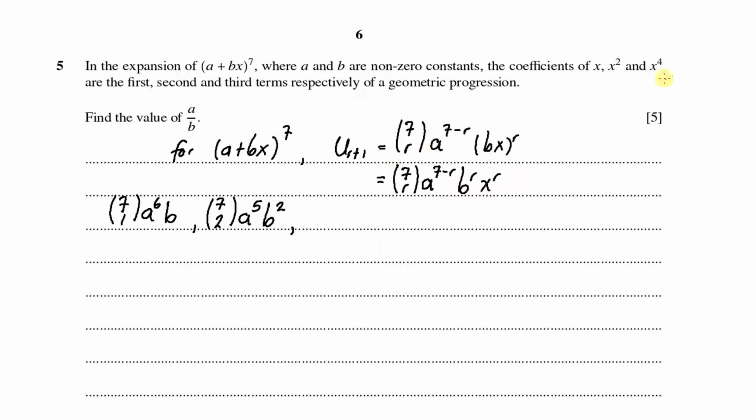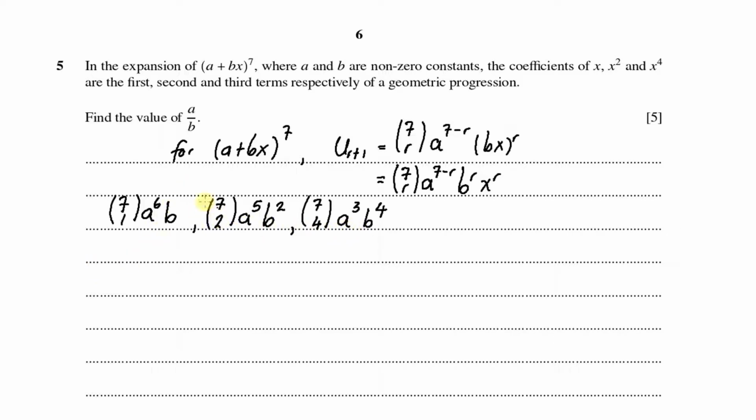Then for the third term, which is the coefficient of x to the power 4, it means that the power r is 4, so that's 7 choose 4 of a to the power of 7 minus 4, which is 3, and that's b to the power of 4. So we now have the 3 terms of the geometric progression.